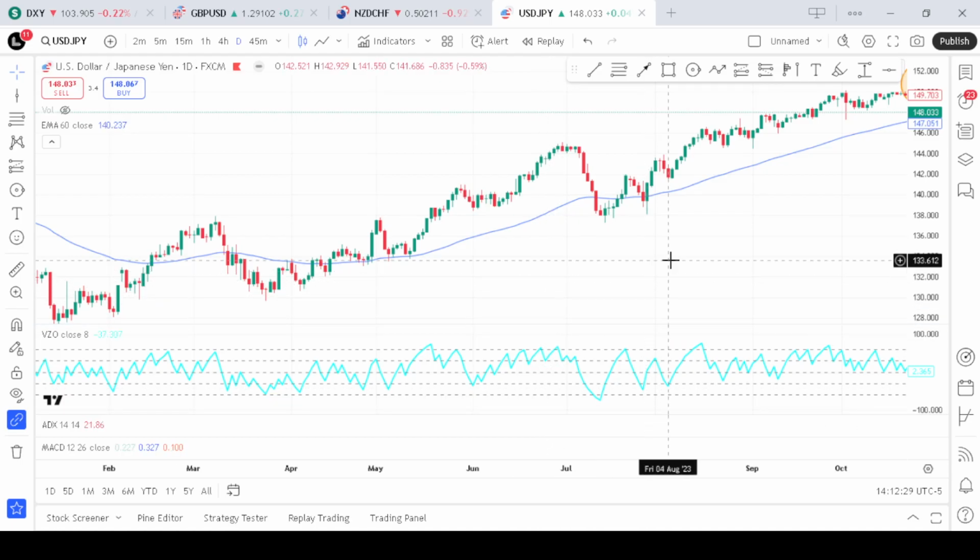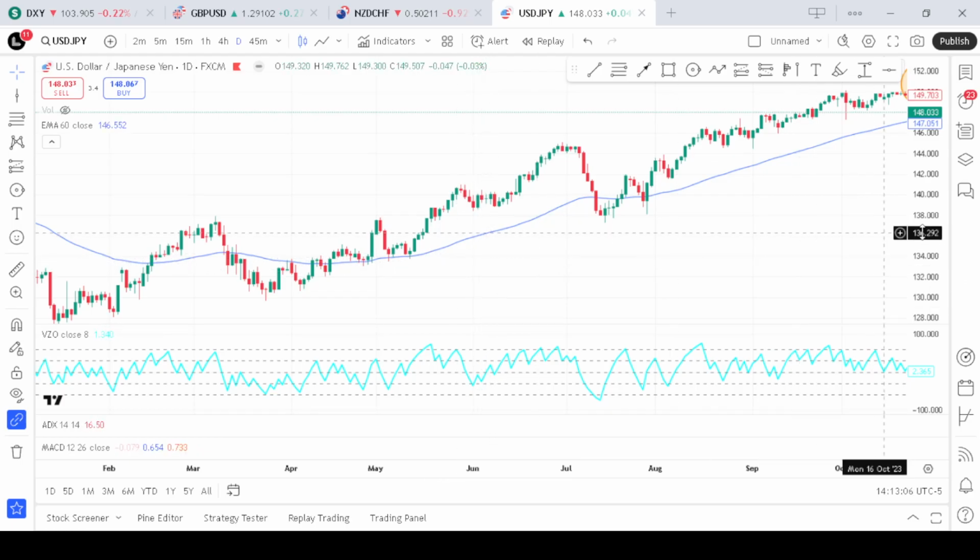So let's see how we can trade using the VZO, or the Volume Zone Oscillator. The VZO is a versatile tool that can be used in different trading strategies to improve your trading decisions. Whether you are looking to trade with the trend, spot reversals or identify divergence, the VZO provides clear signals when combined with proper analysis. So let's break down how we can use this effectively.